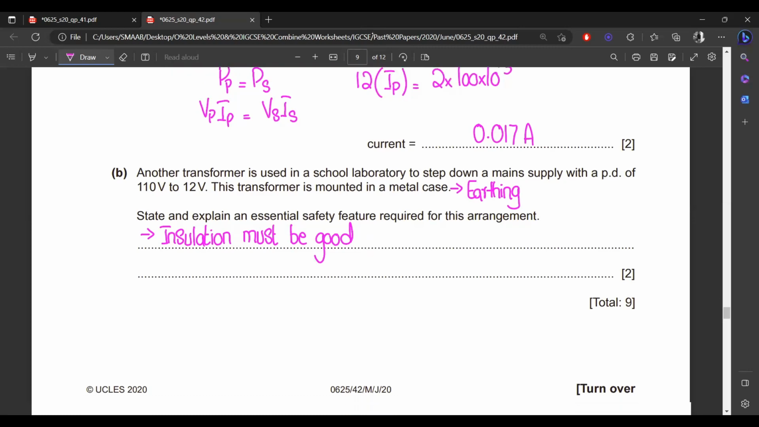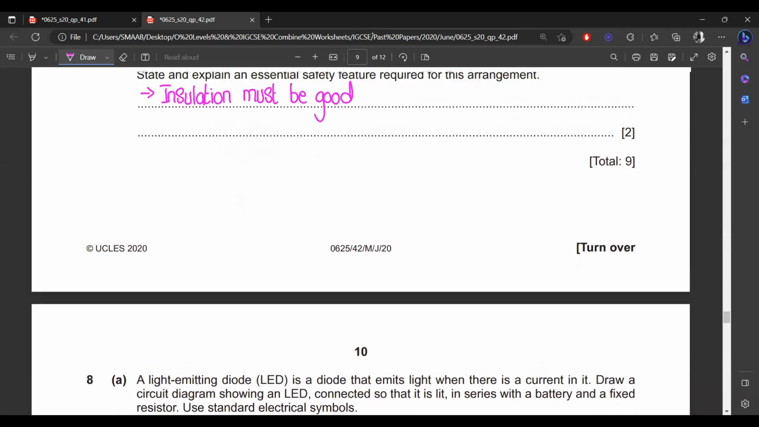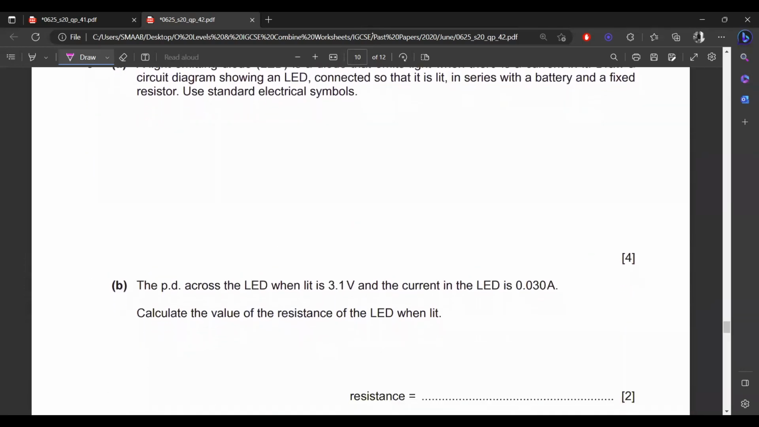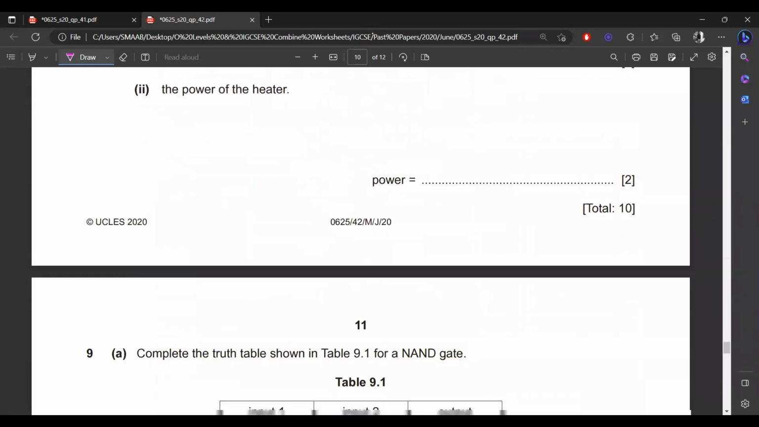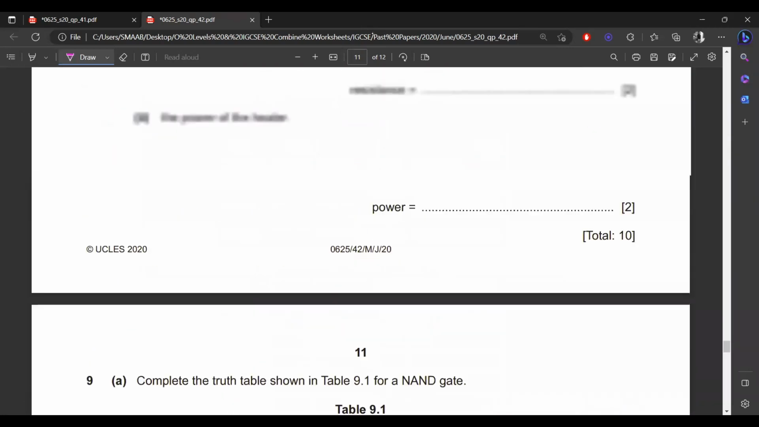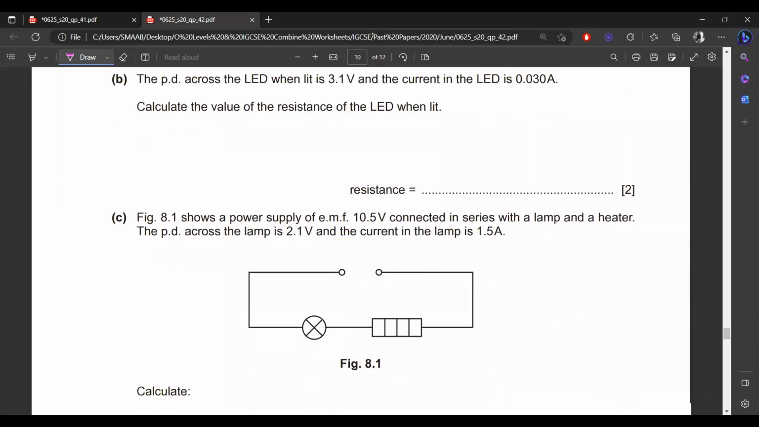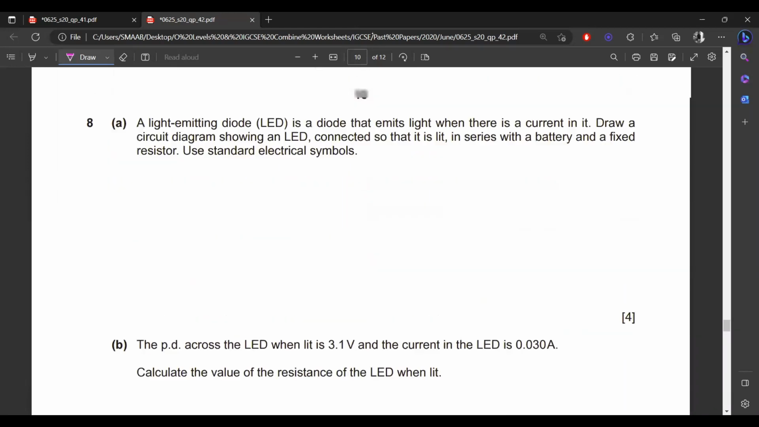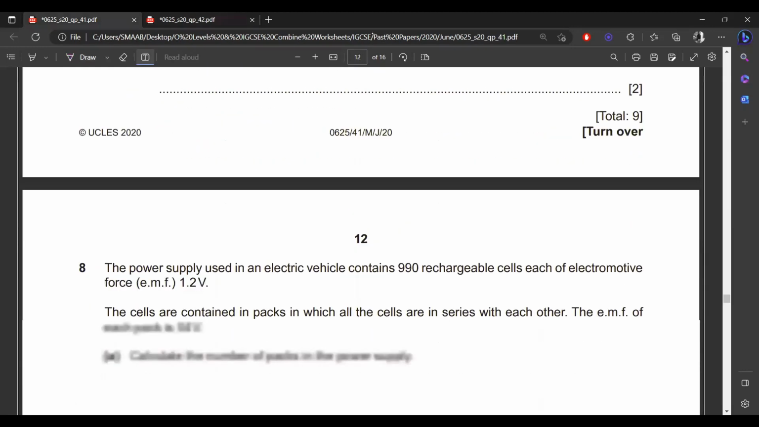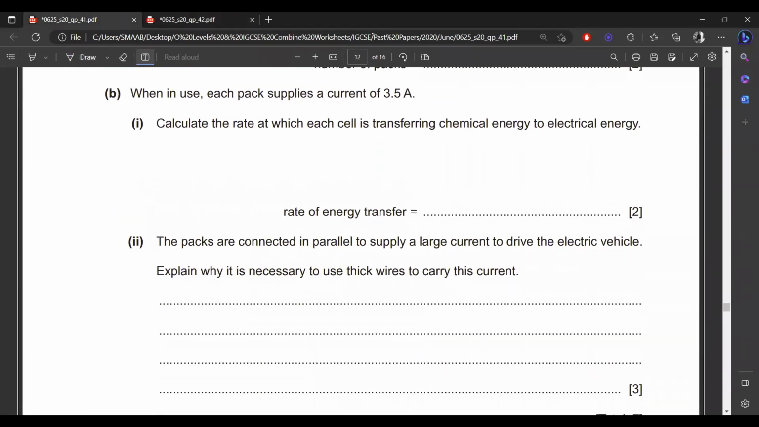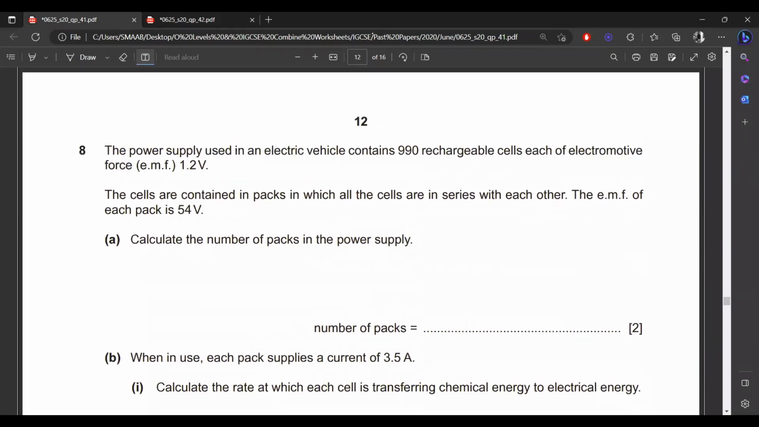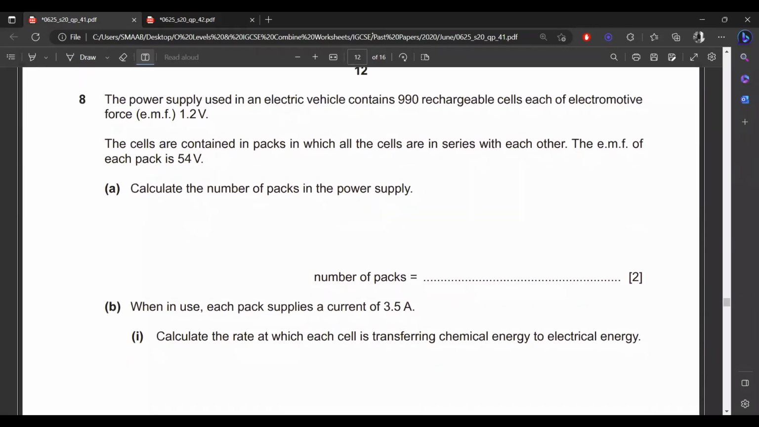Okay, so this is the second variant. I think in our previous variant, we also had some other questions related to electricity. Okay, so this is the concept. Calculate the number of packs in the power supply. Yes. Okay, so let's solve this one.